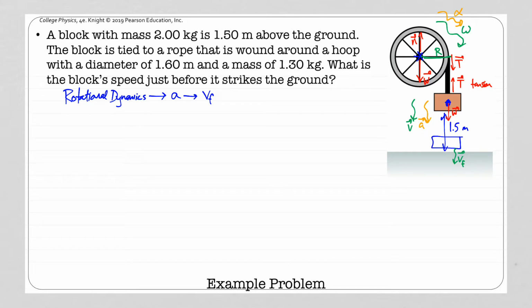We know from our previous analysis that the block should accelerate downwards. The hoop should have a clockwise acceleration, but we can also say here that the acceleration of the hoop should be 0, that the hoop itself is affixed with some sort of axle, so it's not going to move anywhere, it's going to spin in place.